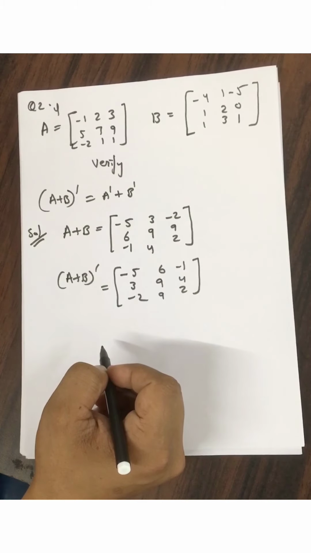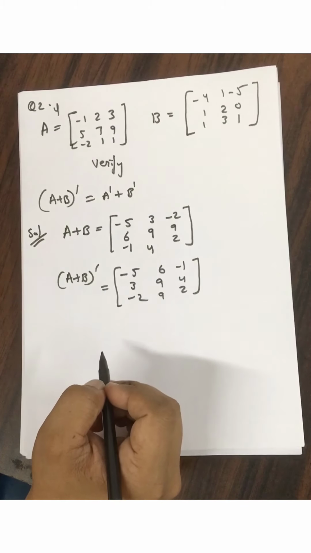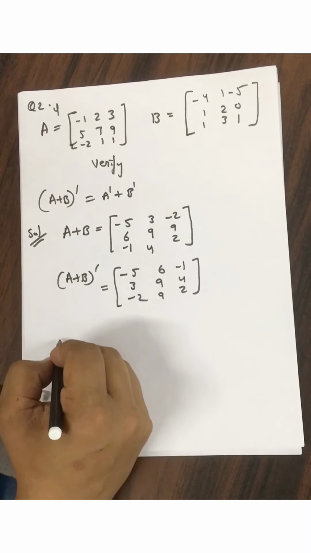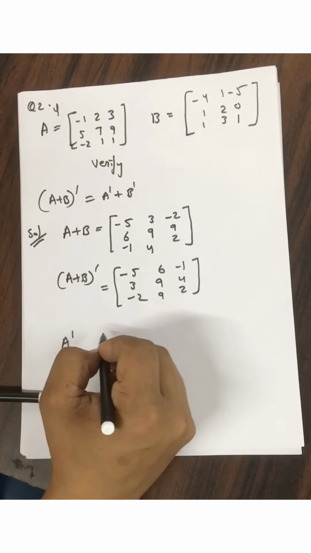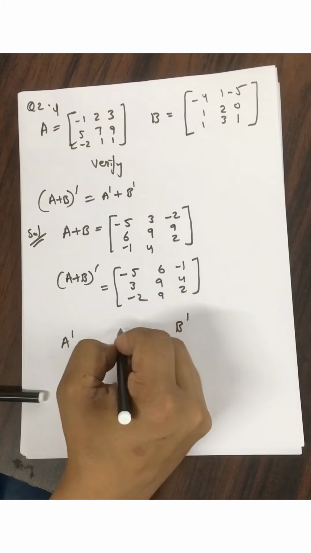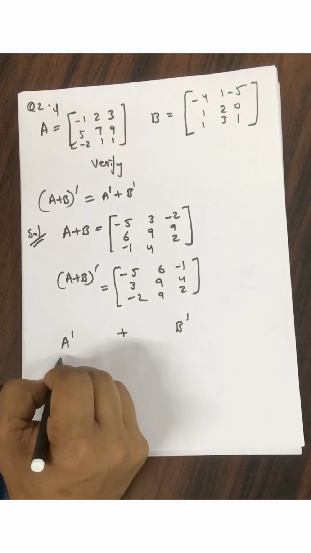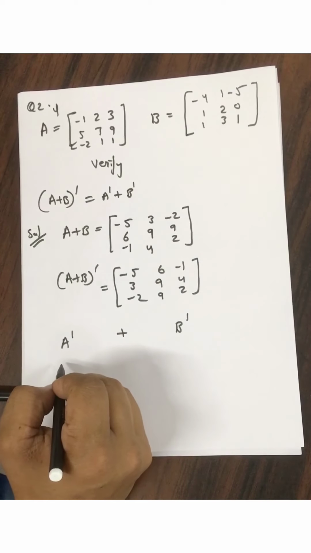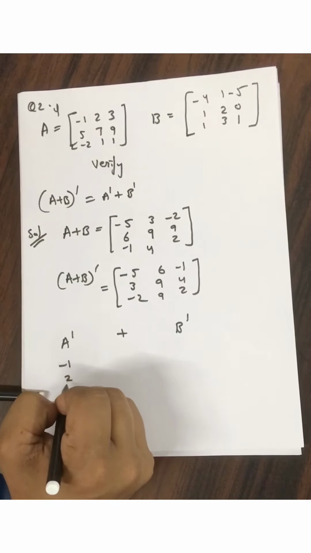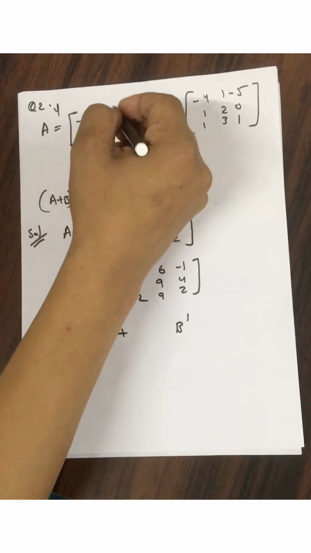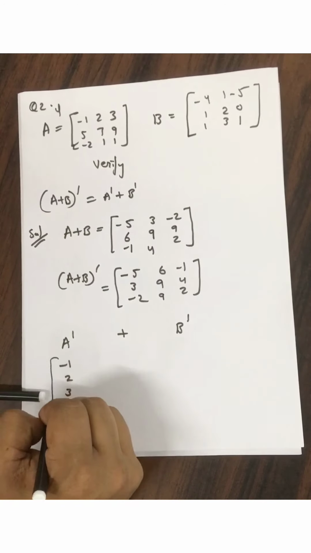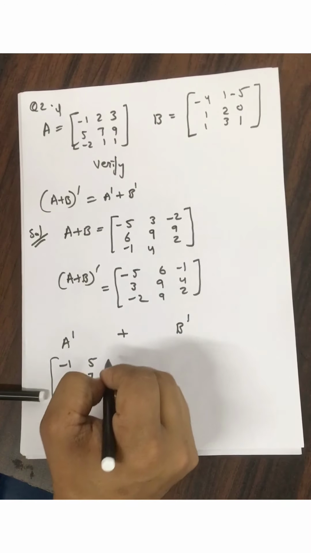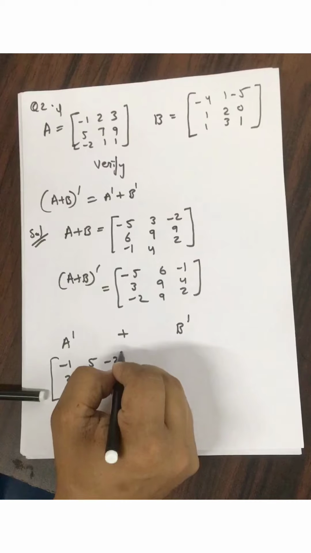Now once this is done, you have to also verify this is equal to A transpose plus B transpose. So what is A and what is B? We add up both. What is A transpose? A transpose is what? Minus 1, 2, 2 and 3. This changes, row changes to column. 5, 7 and 9, negative 2, 1 and 1.